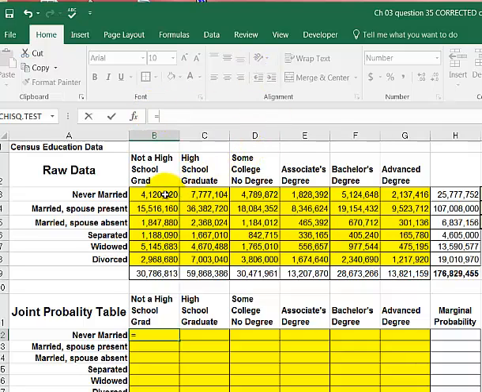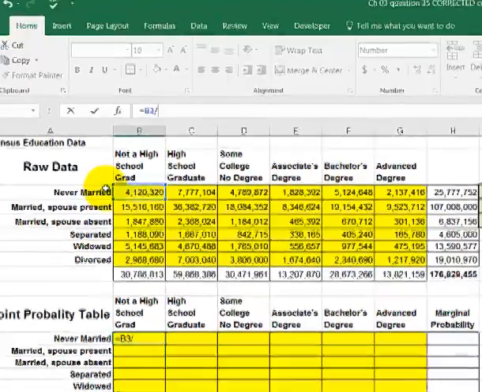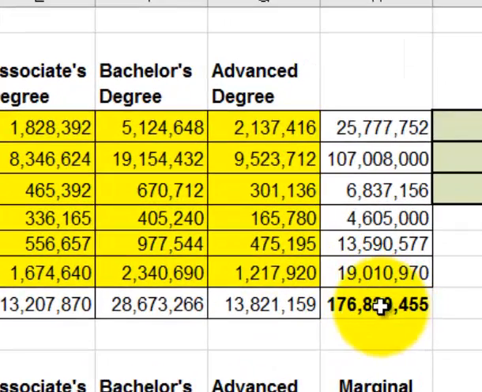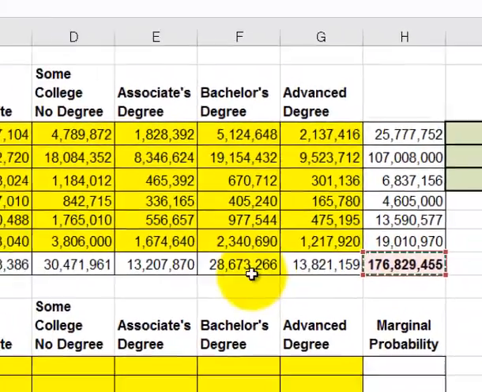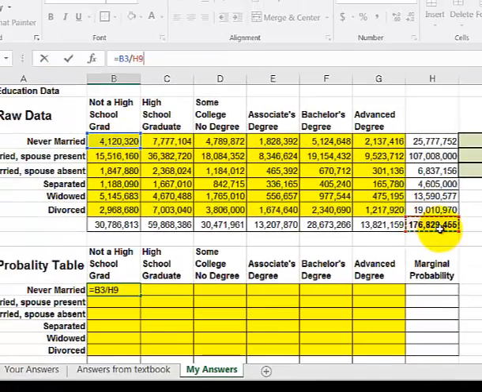We're going to take that intersection right there. That 4 million people didn't graduate high school. They were never married because they're losers. Just kidding. But we're going to divide that by the grand sum. So again, 4 million people out of 177 million people were never married and never went to high school. Enter. Boom. So that's the percentage, about 2.3%.